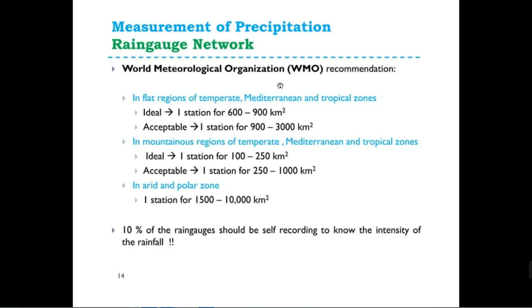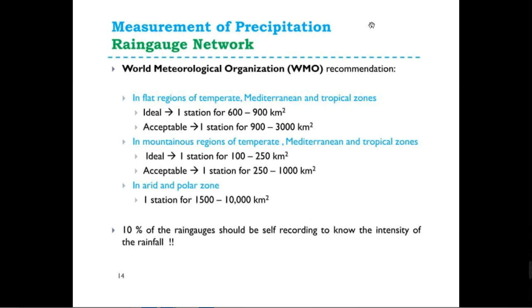The World Meteorological Organization recommendation in flood regions, temperate, Mediterranean and tropical zones: ideal is one station per 600 to 900 km square, acceptable is one station per 900 to 3000 km square. In mountain regions of temperate, Mediterranean and tropical zones: ideal is one station per 400 to 250 km square, acceptable is one station per 250 to 1000 km square in arid and polar zones.